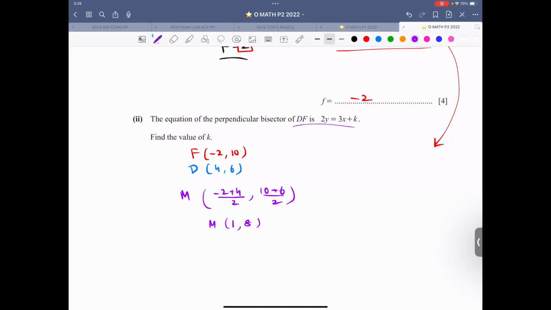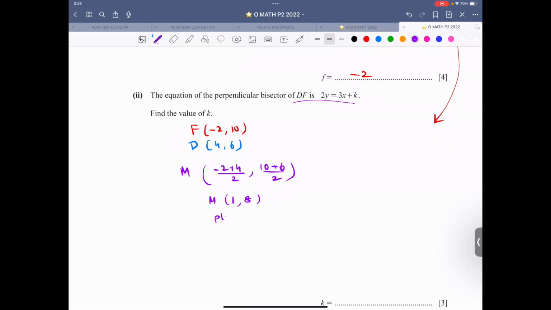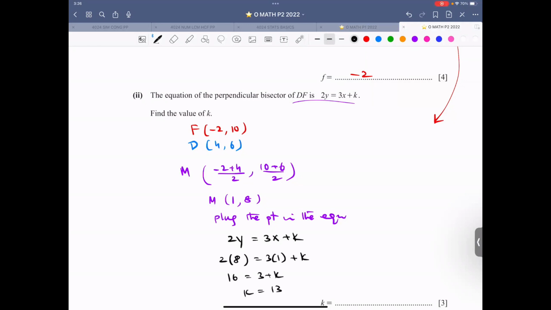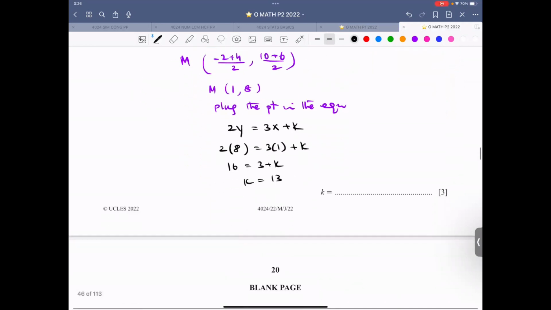The equation of the perpendicular bisector is given. So plug the point in the equation. Plug the point in the equation. So what will we find? We'll find k. So therefore, 2y equals 3x plus k. 2 into 8 equals 3 into 1 plus k. 16 equals 3 plus k. Therefore, k comes out to be 16 minus 3, which is 13. So the value of k is 13.